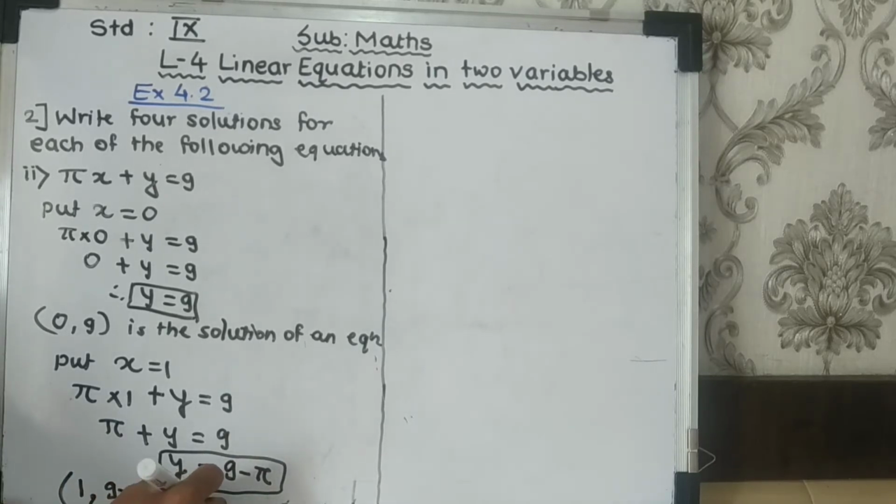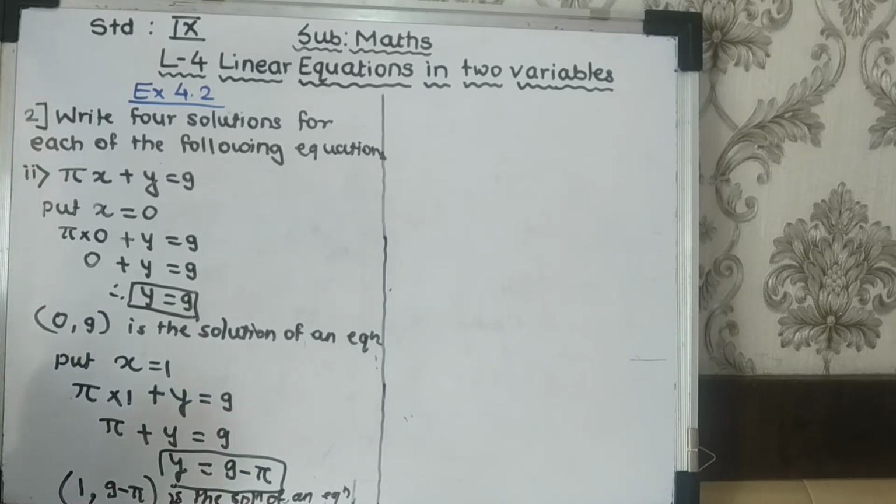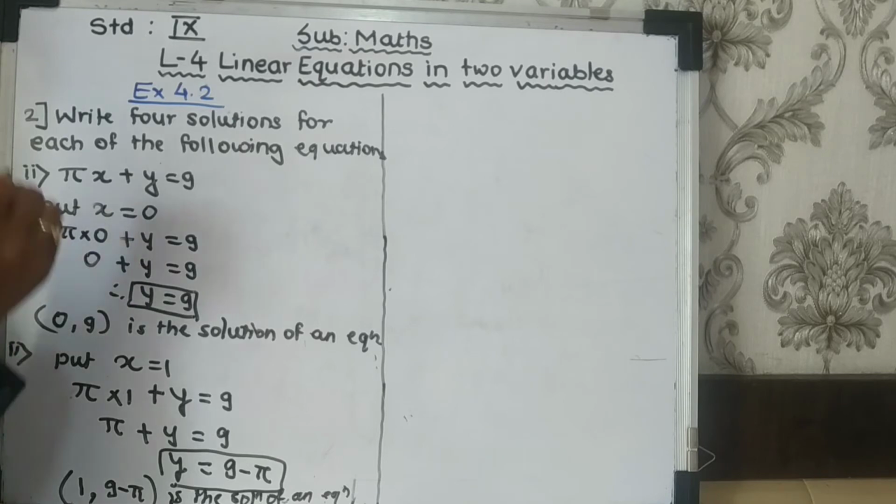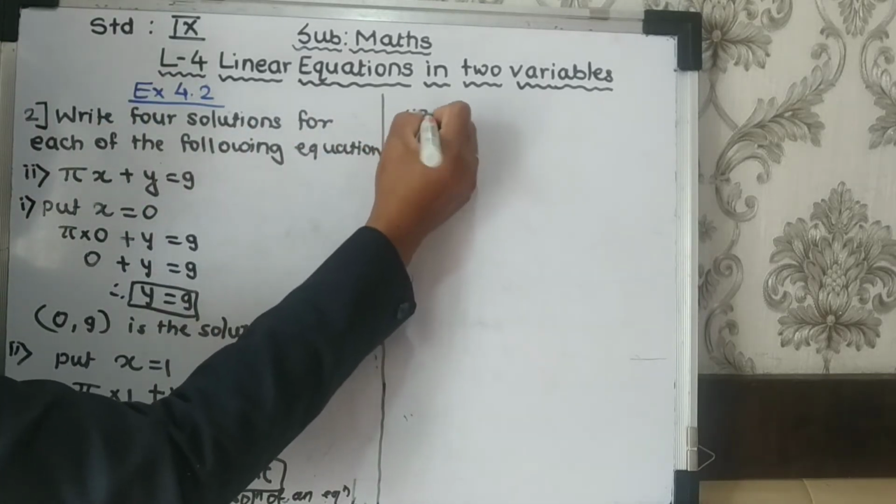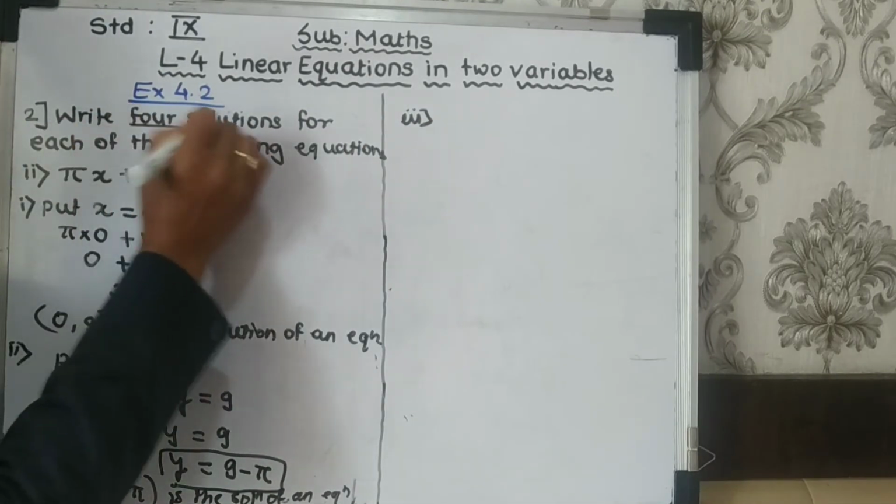So (1, 9 minus pi) is the solution of the equation. Second we have found, this is first. Now the third one we will find out, because we are going to find 4 solutions.